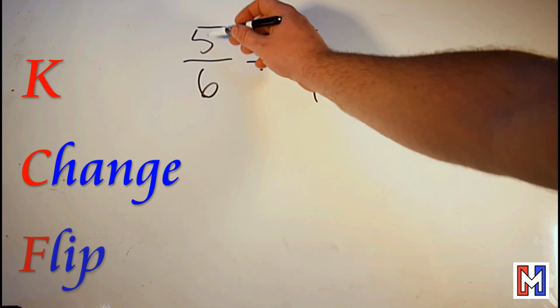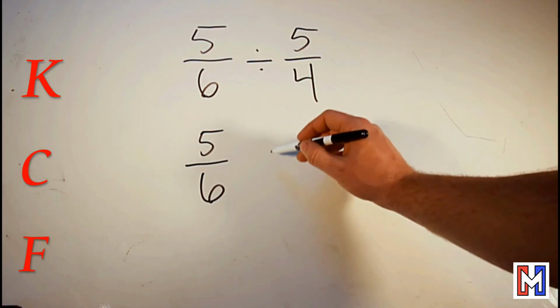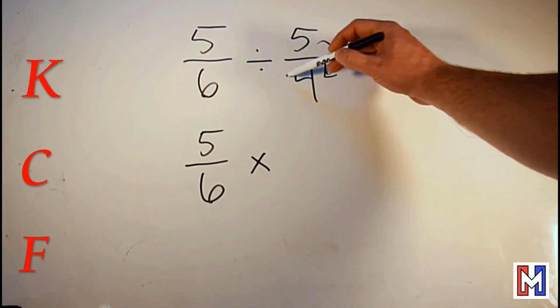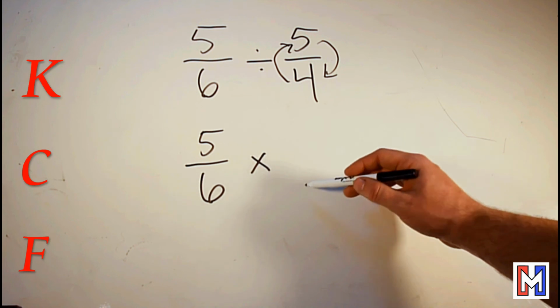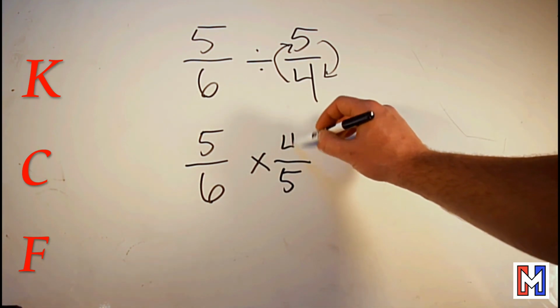So we're going to keep 5/6. That's going to stay the same. We're going to change division to multiplication, and then we're going to flip 5/4. We're going to find the reciprocal. 5 goes to our denominator, 4 goes to our numerator.